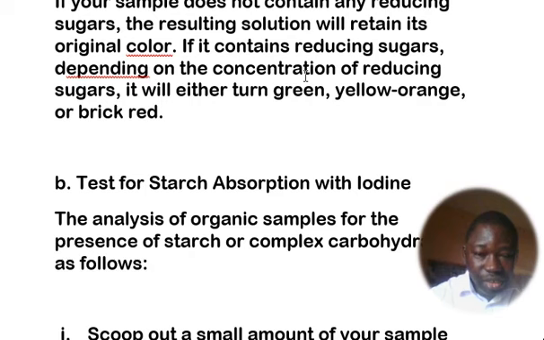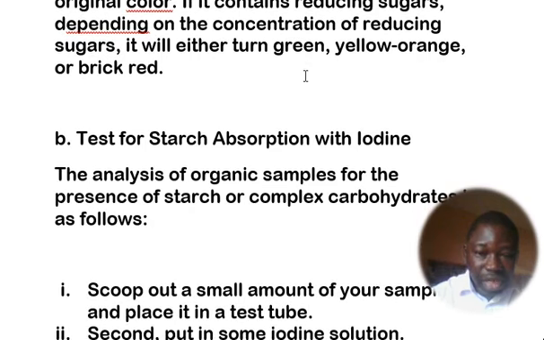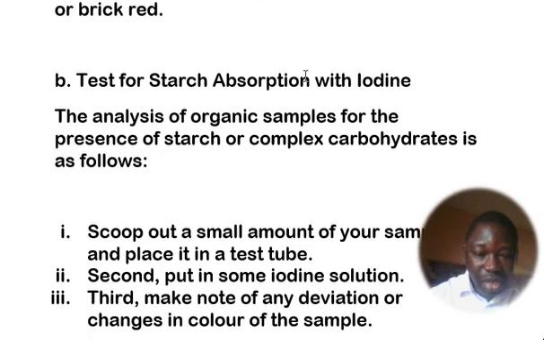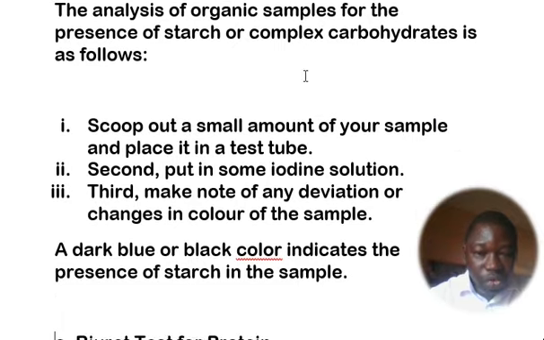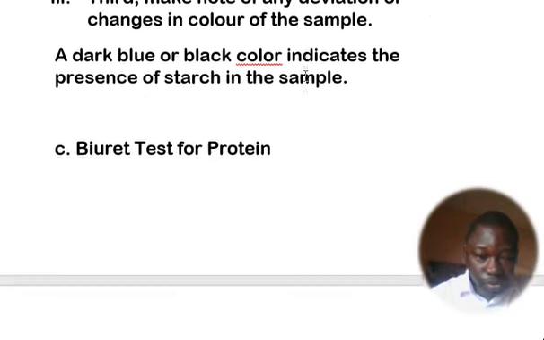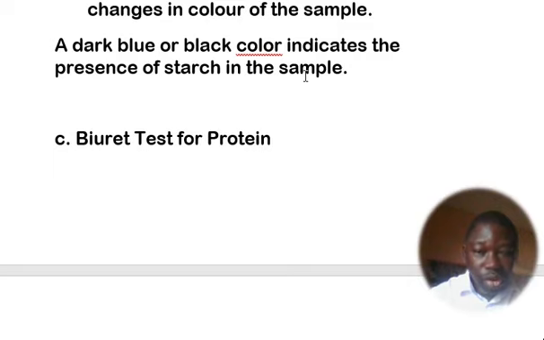The next test is the test for starch with iodine. The analysis of organic samples for the presence of starch or complex carbohydrates is as follows. The first thing you have to do is scoop out a small amount of your sample and place it in a test tube. Second, put in some iodine solution. The third is to make note of any changes in color of the sample. A dark blue or black color indicates the presence of starch in the sample.